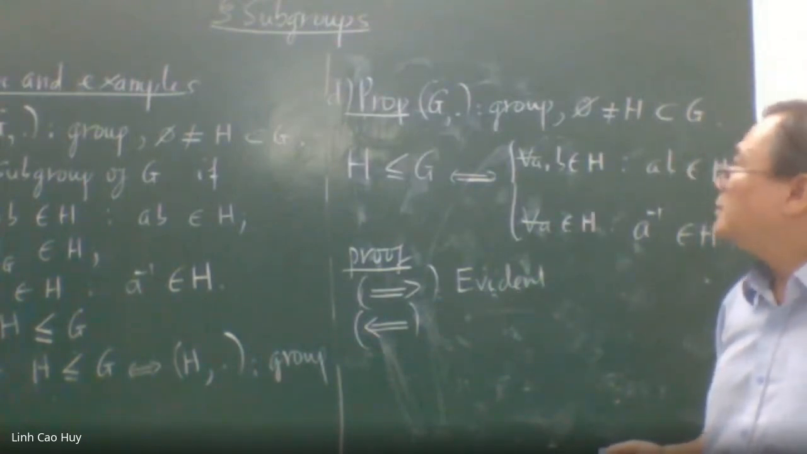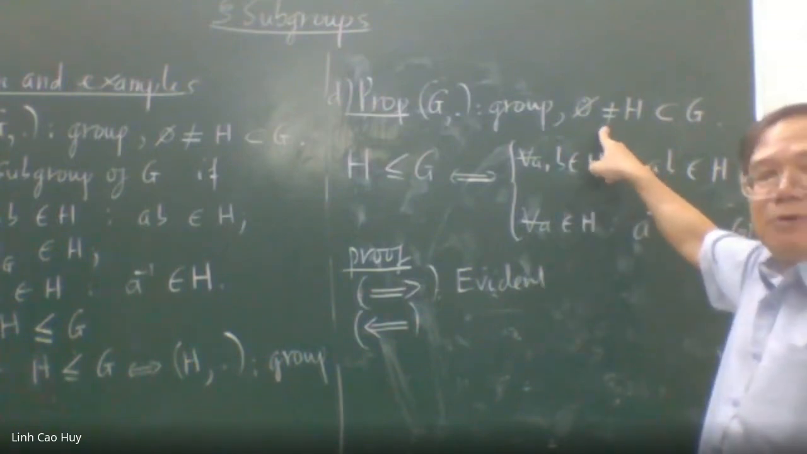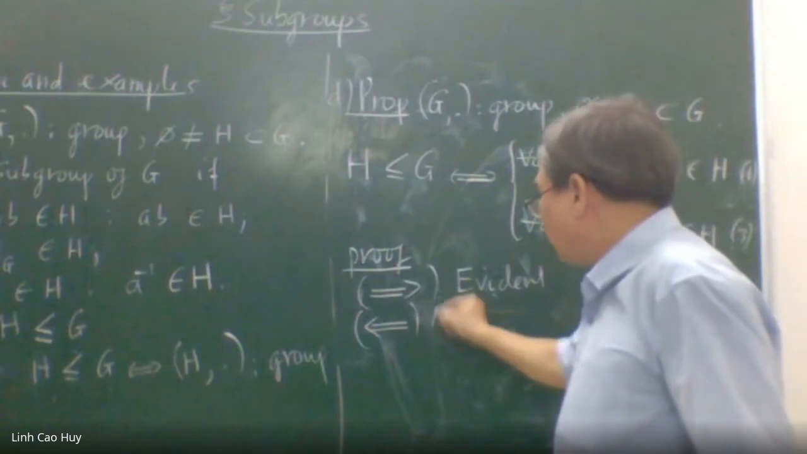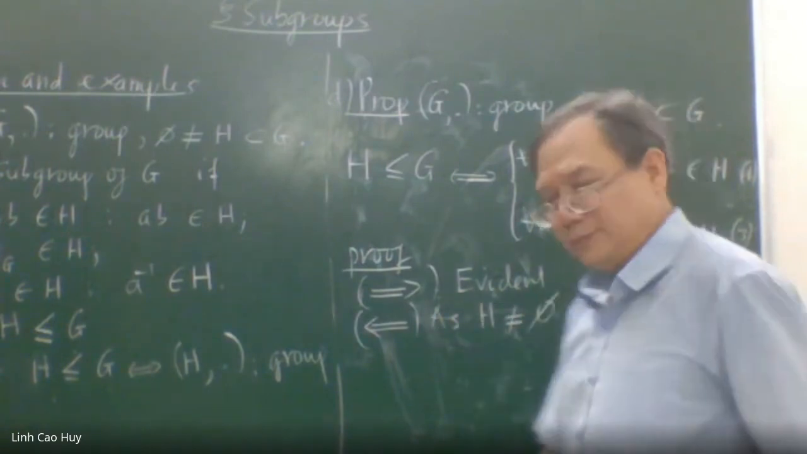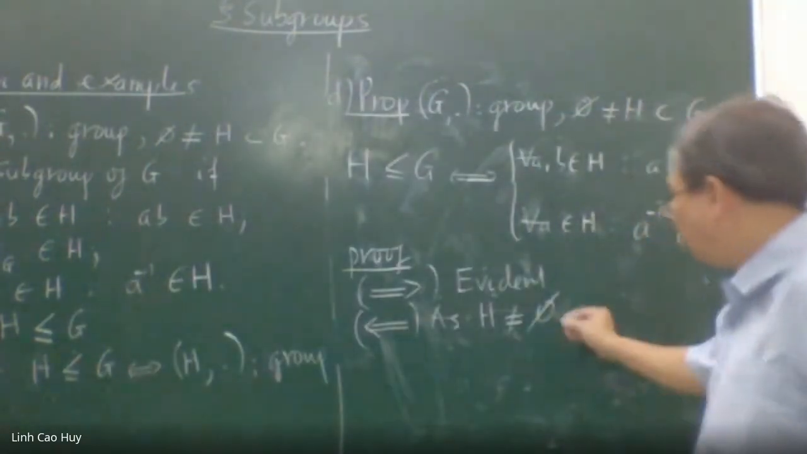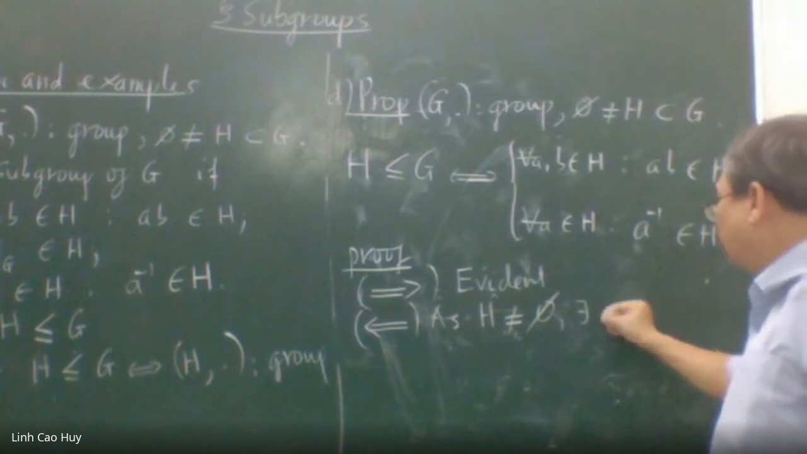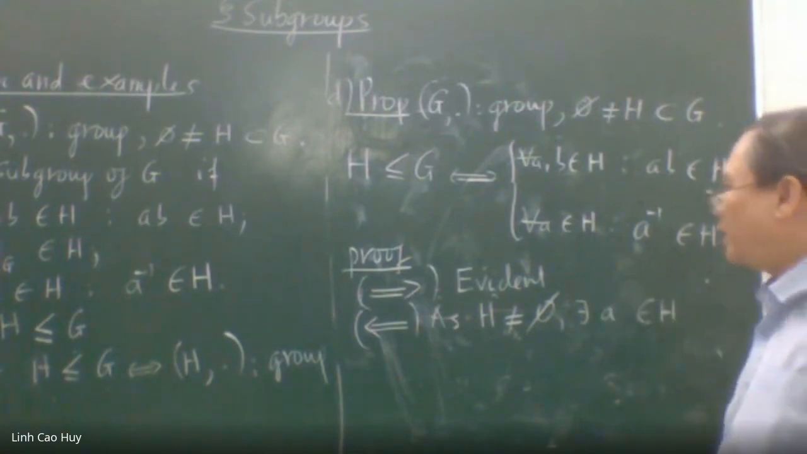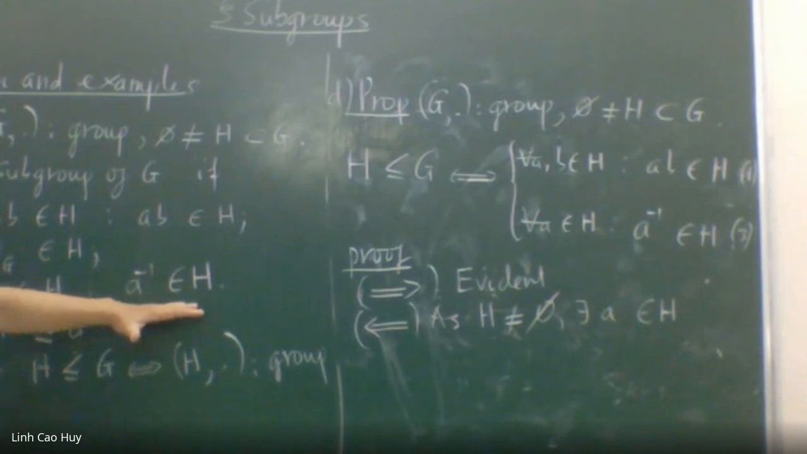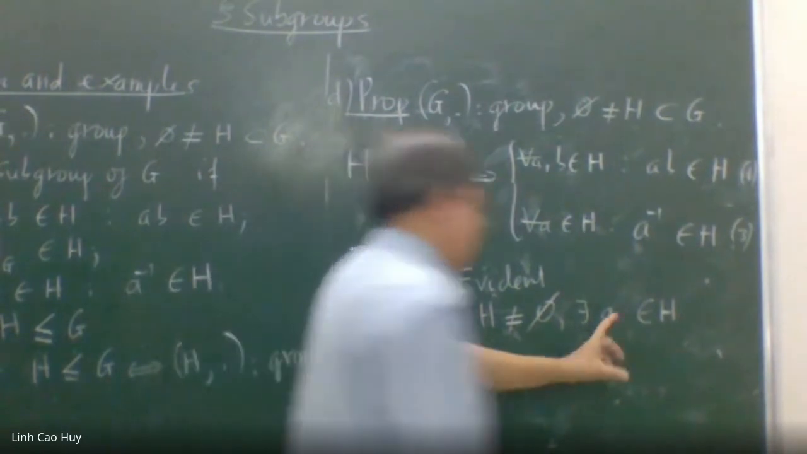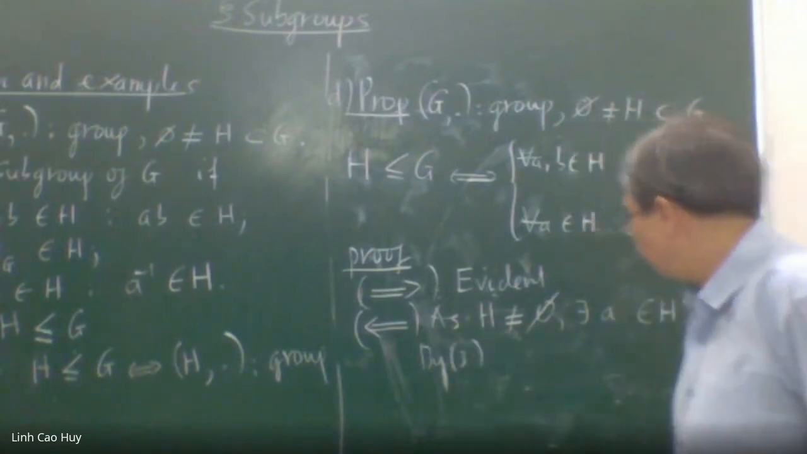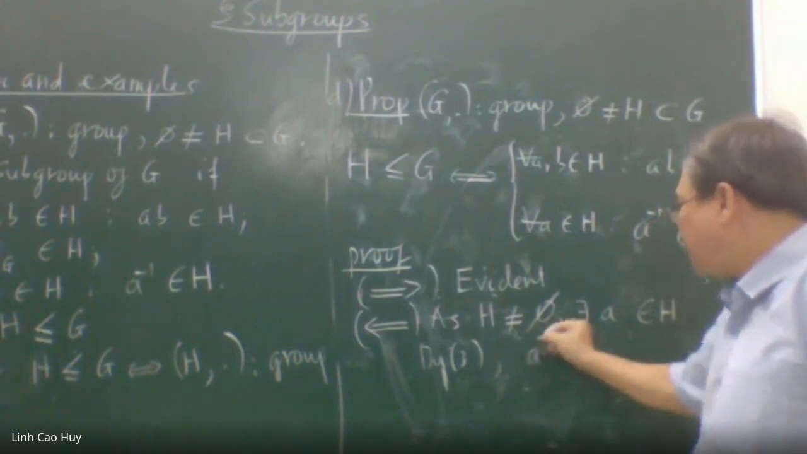By hypothesis, H is non-empty. So there is one element a in H. But by the third condition, the inverse of a is also in H. By the third condition, a to the minus 1 is also in H.